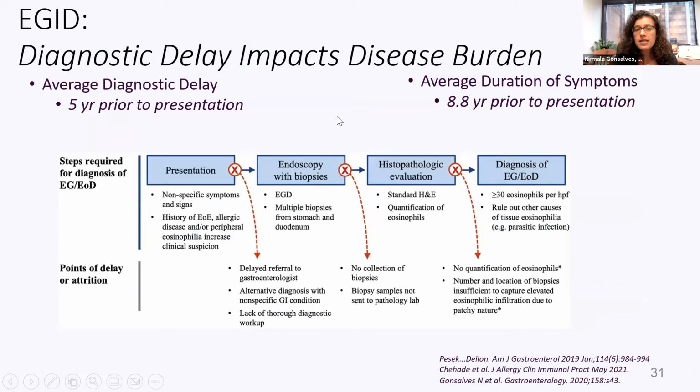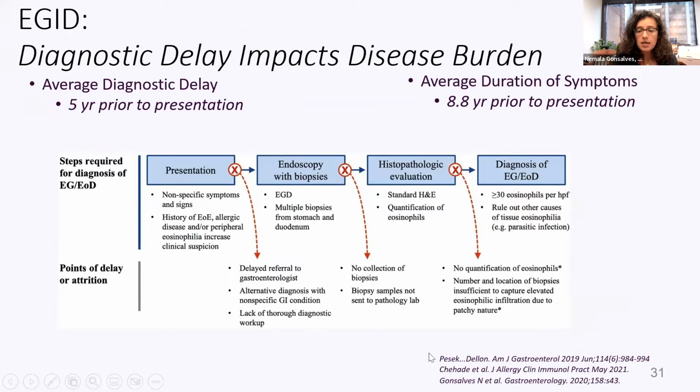We know there's been a significant diagnostic delay in patients with non-EOE EGIDs, and this can certainly cause a significant impact on disease burden. Depending on the study that you're looking at, the average diagnostic delay can be anywhere from 5 to 9 years prior to presentation. So why does that occur?